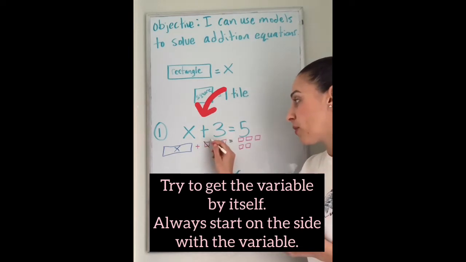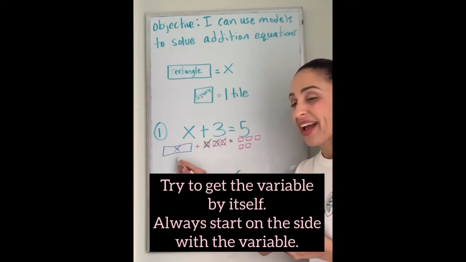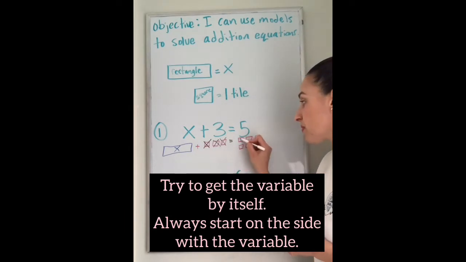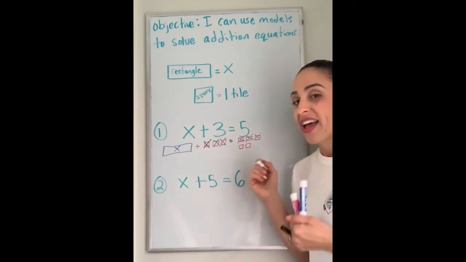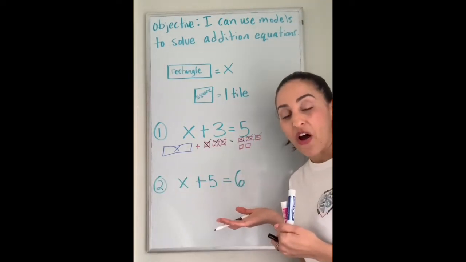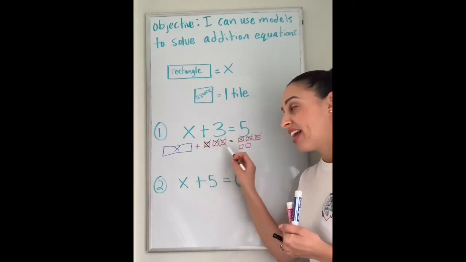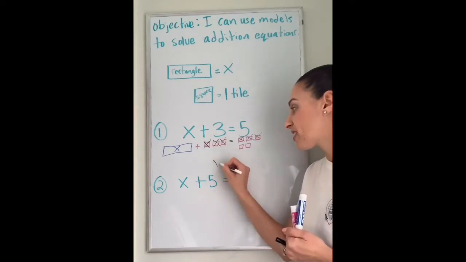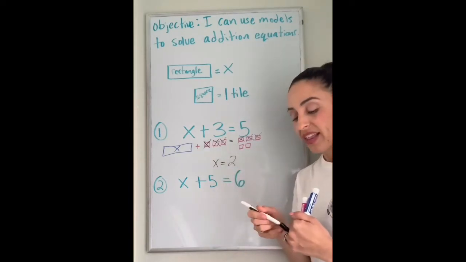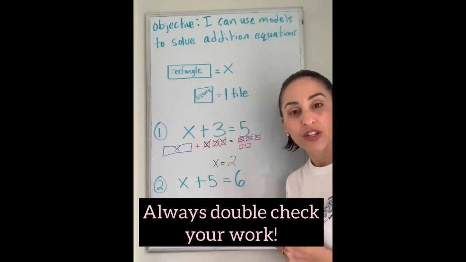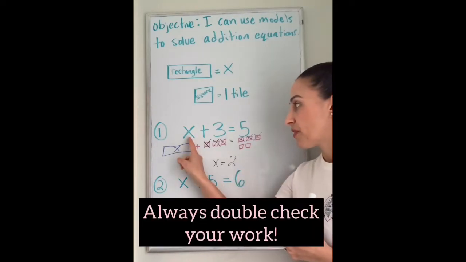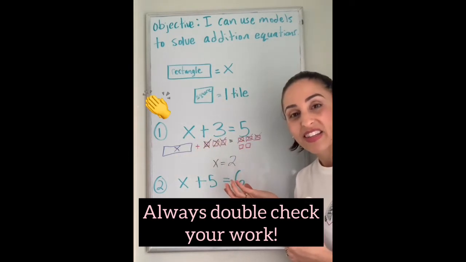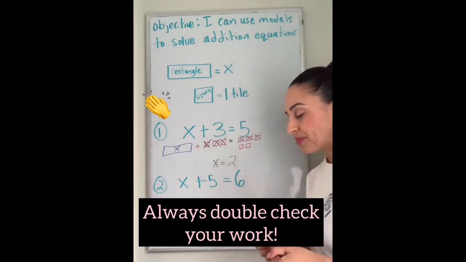If I take 3 away from here, 1, 2, 3, to get X by itself, that means I have to take 3 away from the other side of the equal sign. 1, 2, 3. Now, if I read the equation, all really what I have is that X equals 2. You see? So now I know that X actually equals 2. Let's see if that's true. Let's see if that's the solution to this equation. If I put 2 here, I get 2 plus 3 equals 5. Yes, it does. All right, let's try another problem.